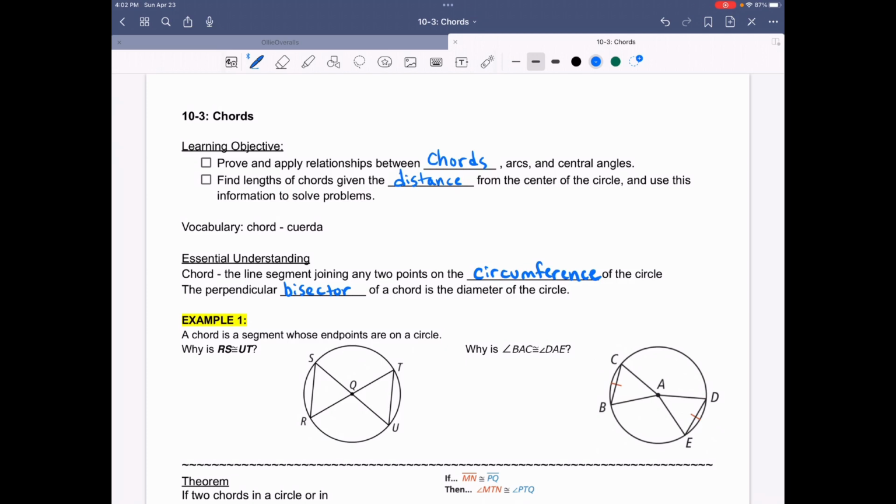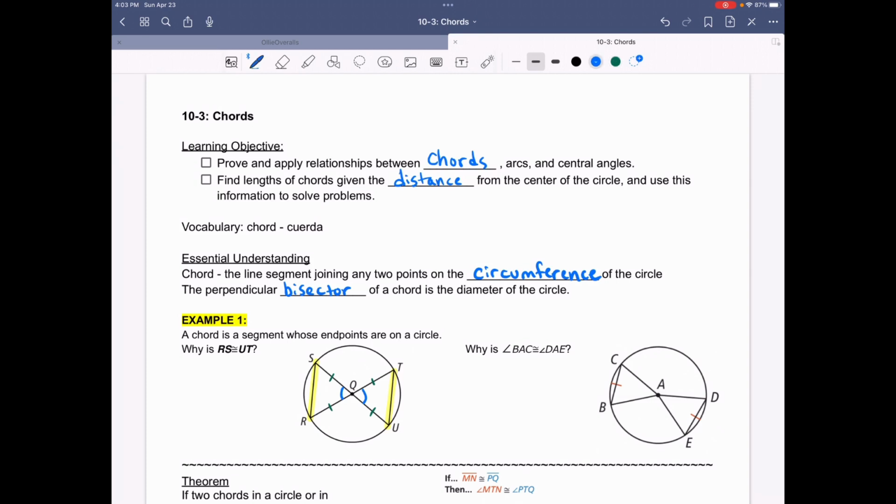Example 1. A chord is a segment whose endpoints are on a circle. Why is RS congruent to UT? So we're going to prove this right now. We have R and S, and we have U and T. Why are these two congruent? Well, we're going to prove this because I can see two triangles drawn here. I'm going to prove it using the fact that these are vertical angles. And I'm also going to show that these are all radii of the circle and all of the radii are equal in a circle. All right?